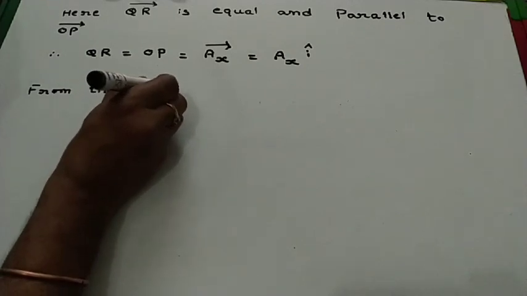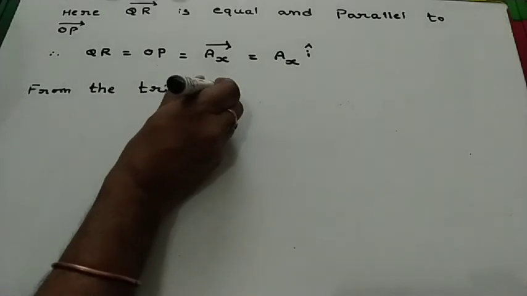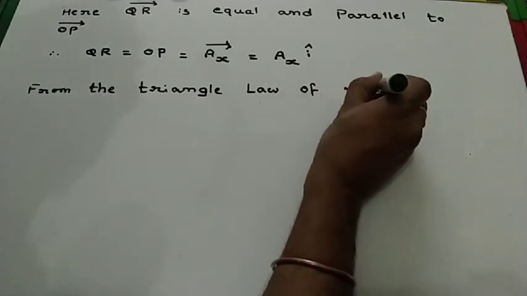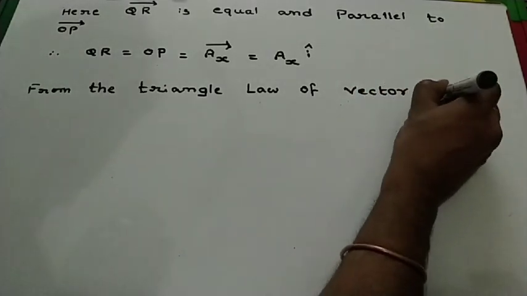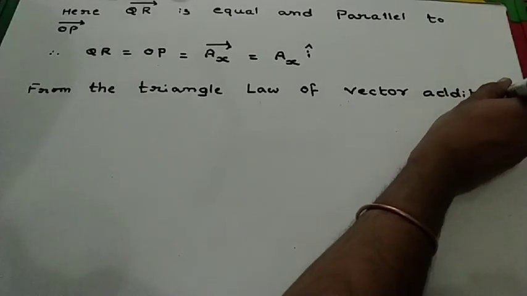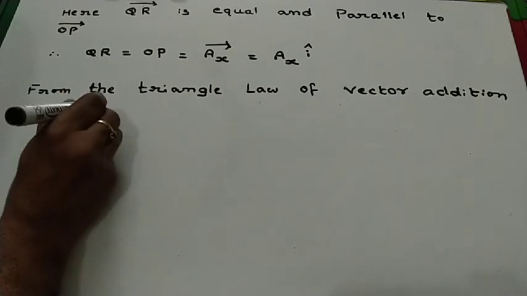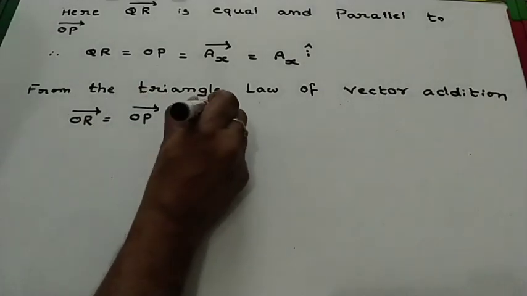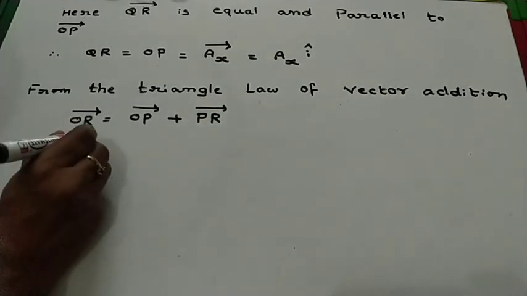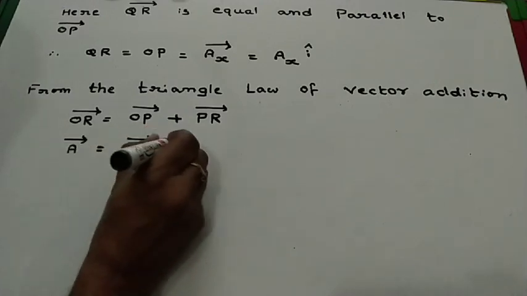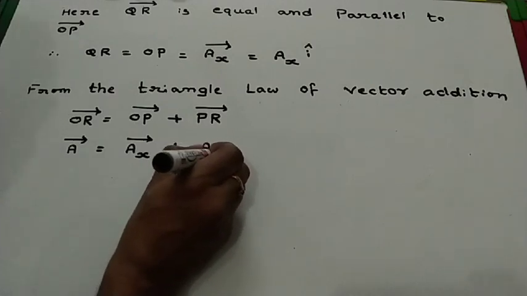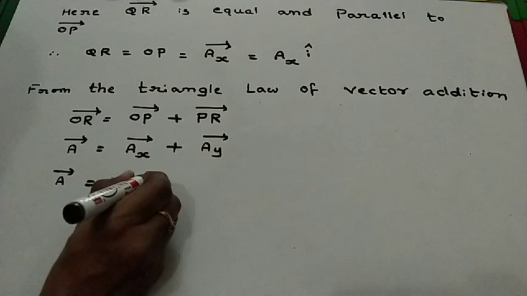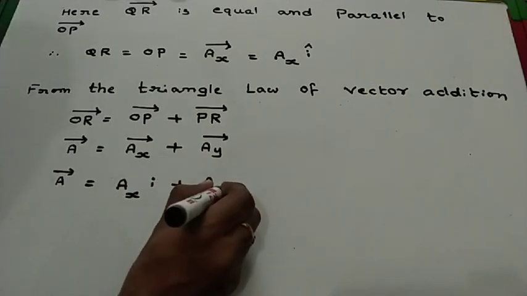From the triangle law of vector addition, OR is equal to OP plus PR, and A vector is equal to AX vector plus AY vector. Therefore, A vector is equal to AX I plus AY J.